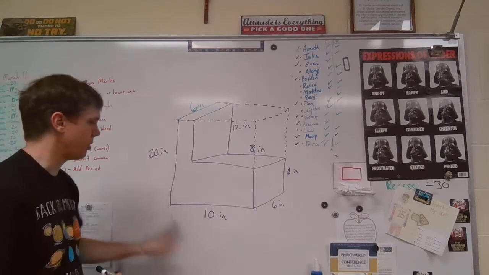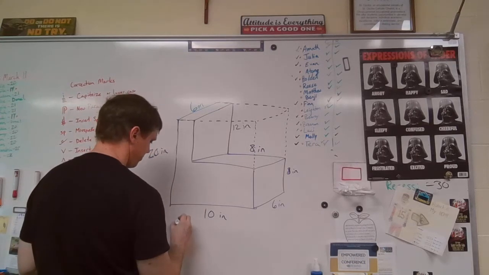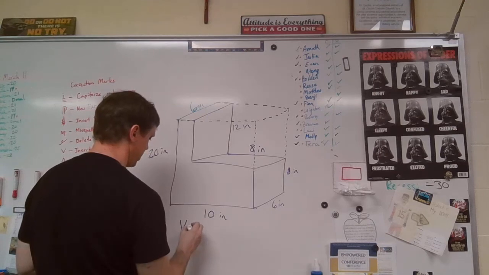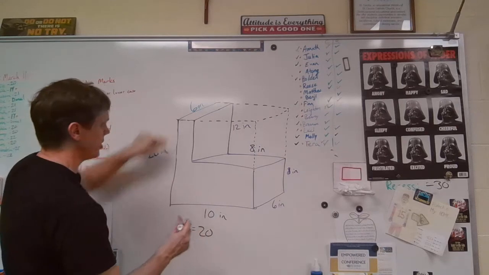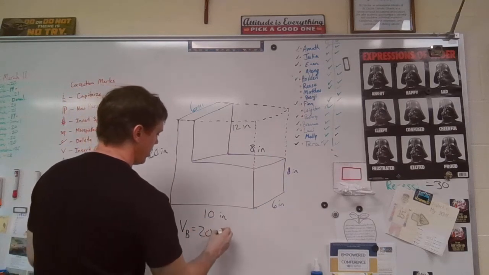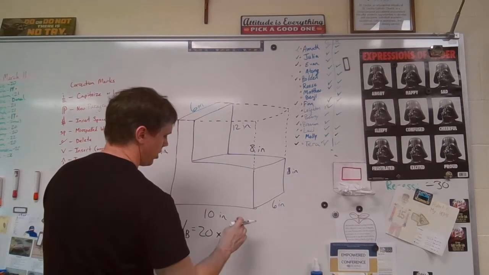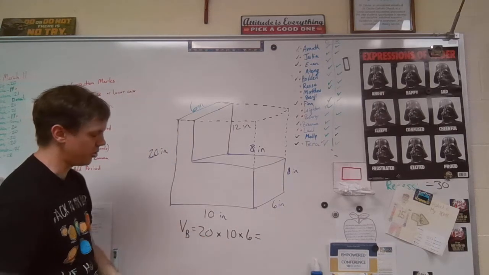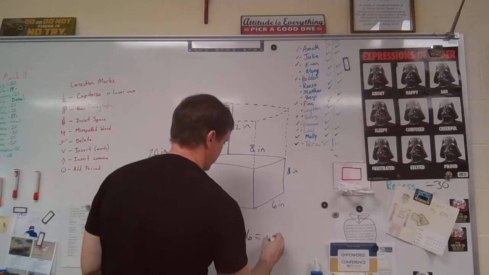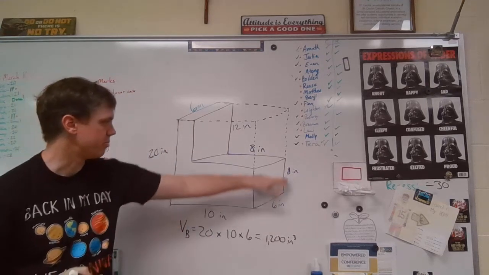All right. So first of all, let's look at the big one, right? So the volume of the big shape. So we'll call it volume B because it's big. Is going to be 20. That's the height of this tall shape here, times 10, which is the width, right? Times 6 back, so it's going to be like that. All right. So 20 times 10 is 200, times 6 is going to be 1,200 inches cubed. Okay. All right. So that's the volume of this big box.